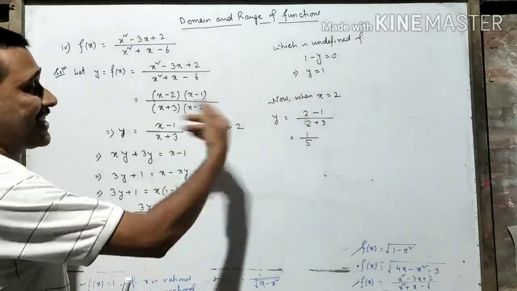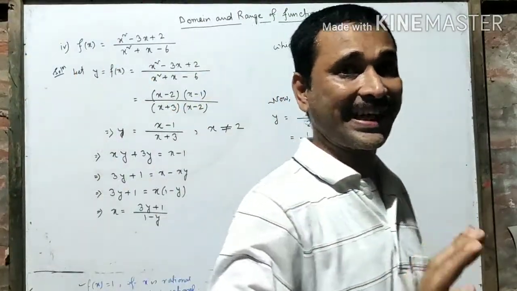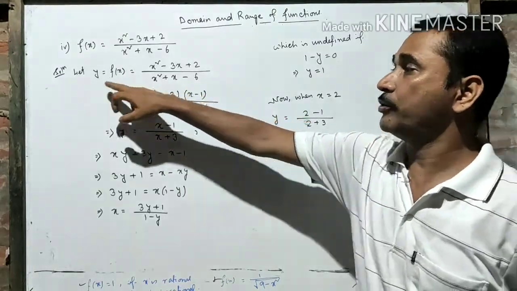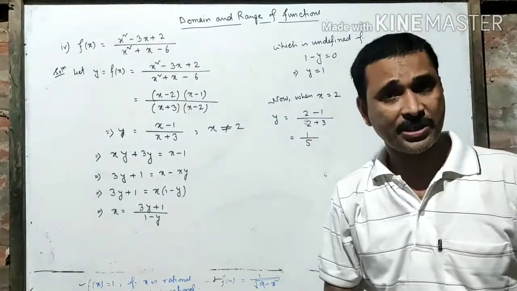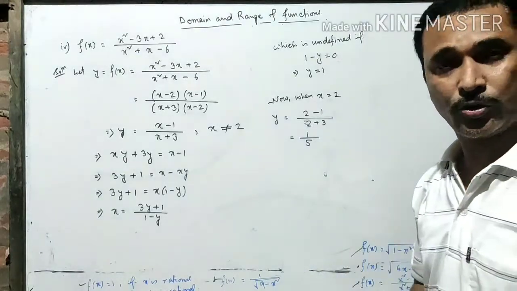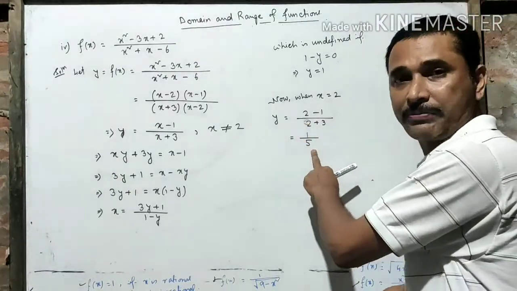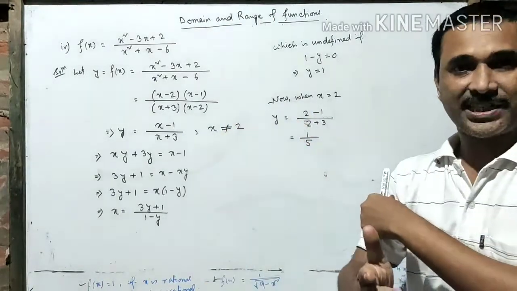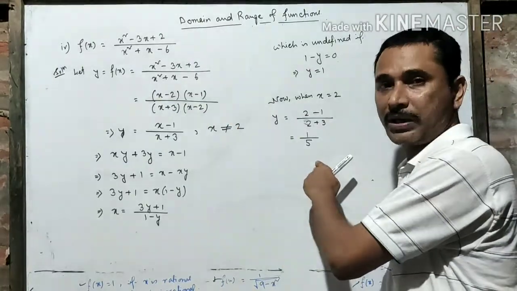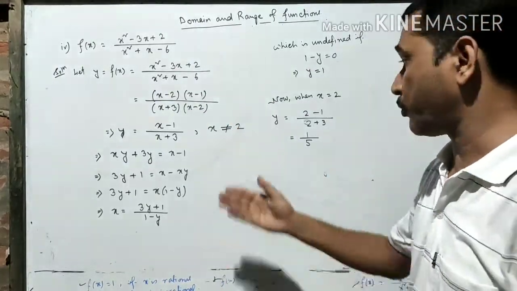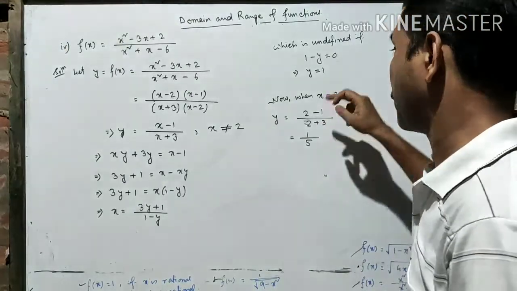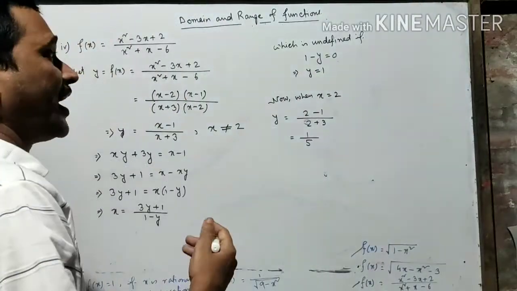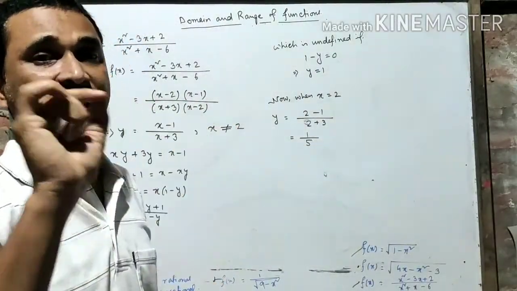But x cannot take the value 2, because when x takes the value 2, the function becomes undefined. So x cannot take the value 2. That means y also cannot take the value 1 by 5, because whenever x takes the value 2, y takes the value 1 by 5. So the function is also undefined for y equal to 1 by 5. So at these 2 points the function is undefined, and the function is defined all over the real line except these 2 values.